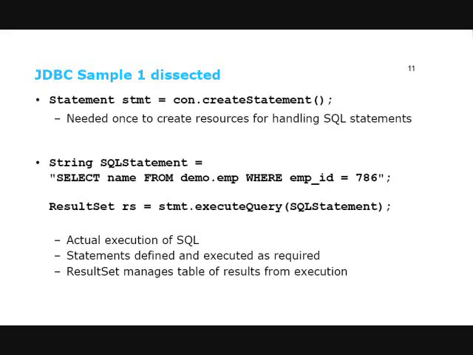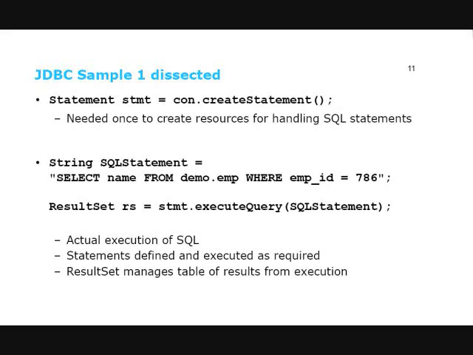So the connection is an object we created in the previous step. And we call a method called createStatement to create this object in the program. So now we have this thing called stmt of type Statement, which can handle SQL statements. So we've allocated the resource to handle SQL statements.